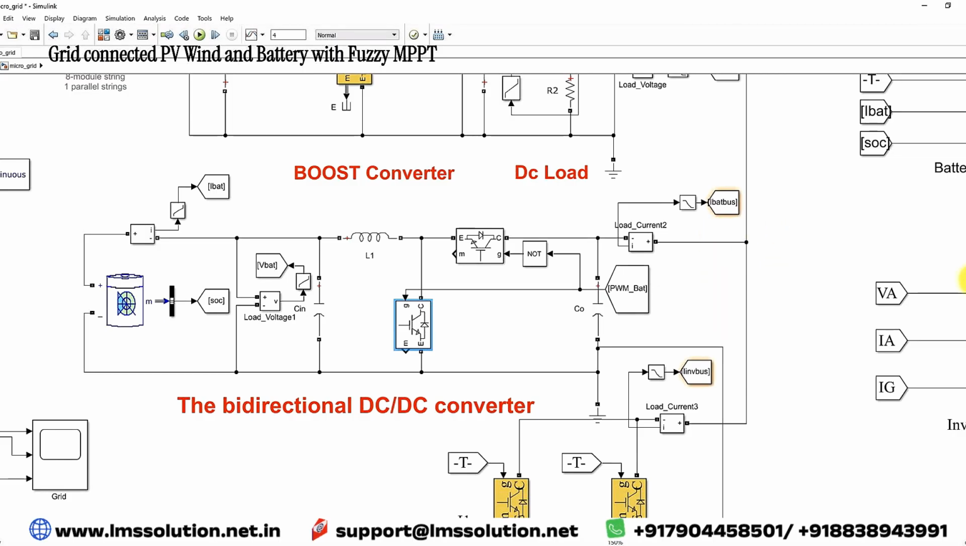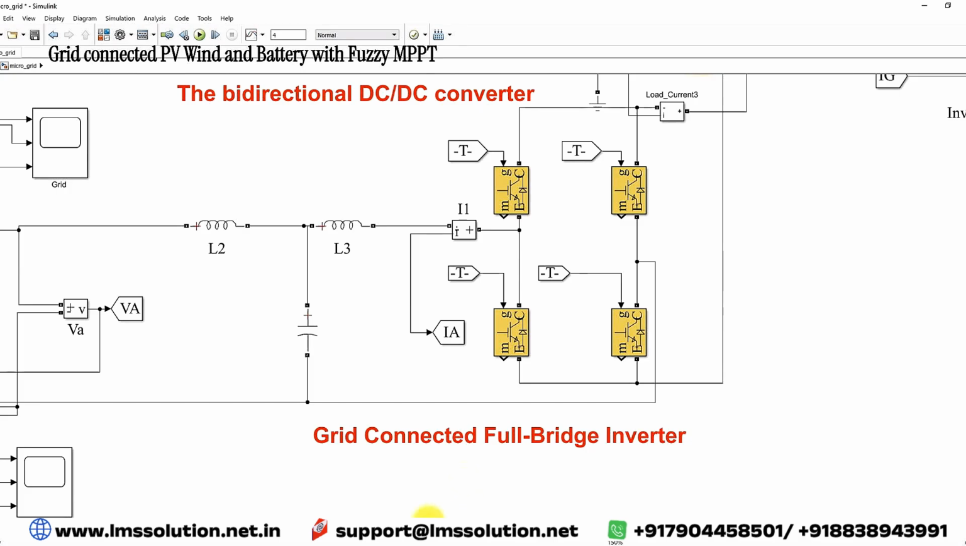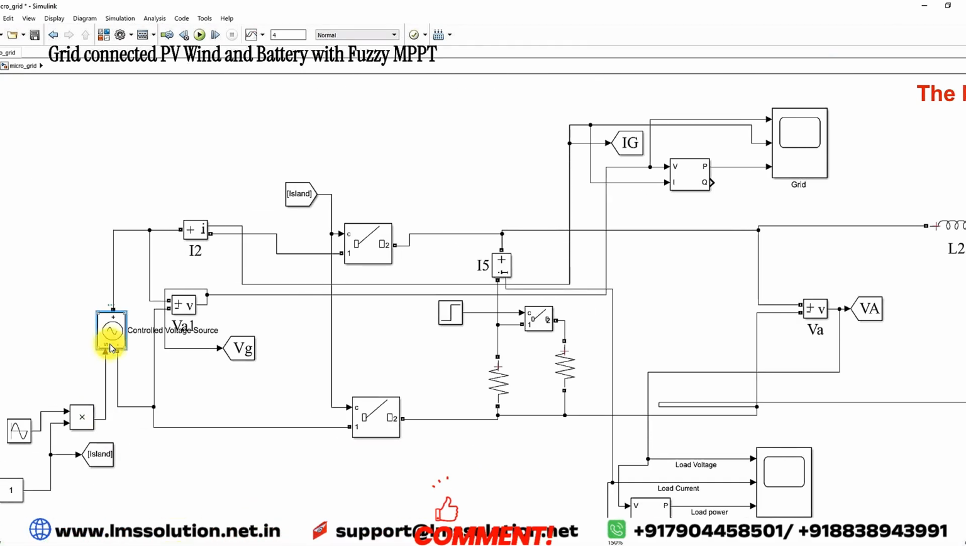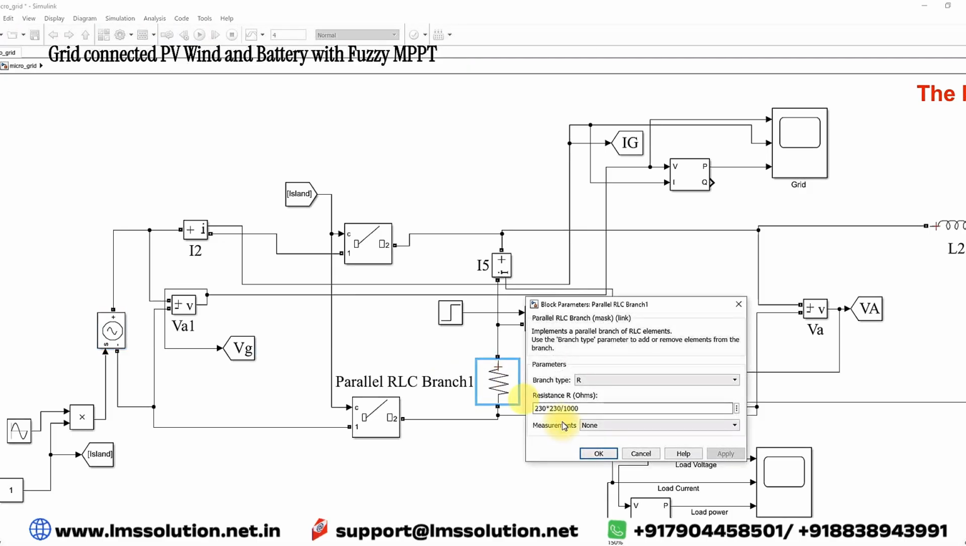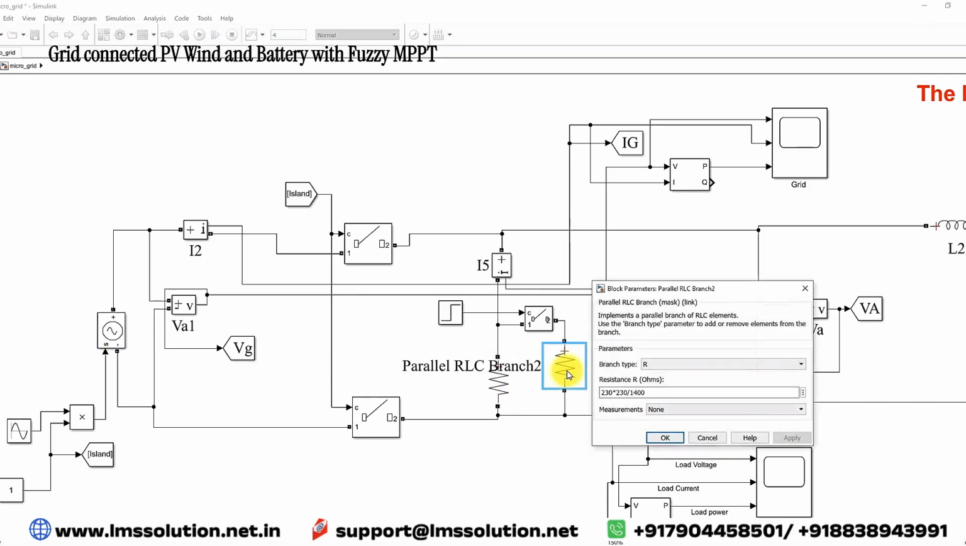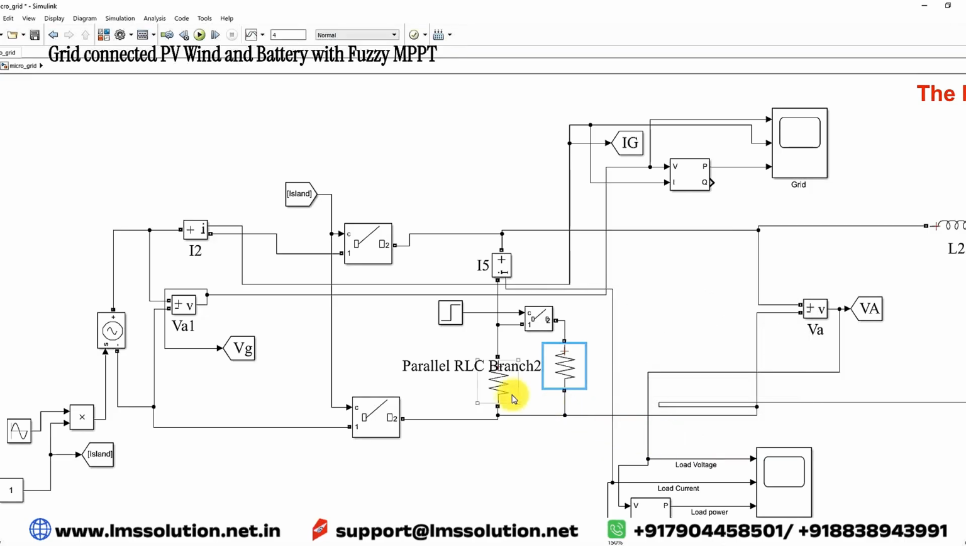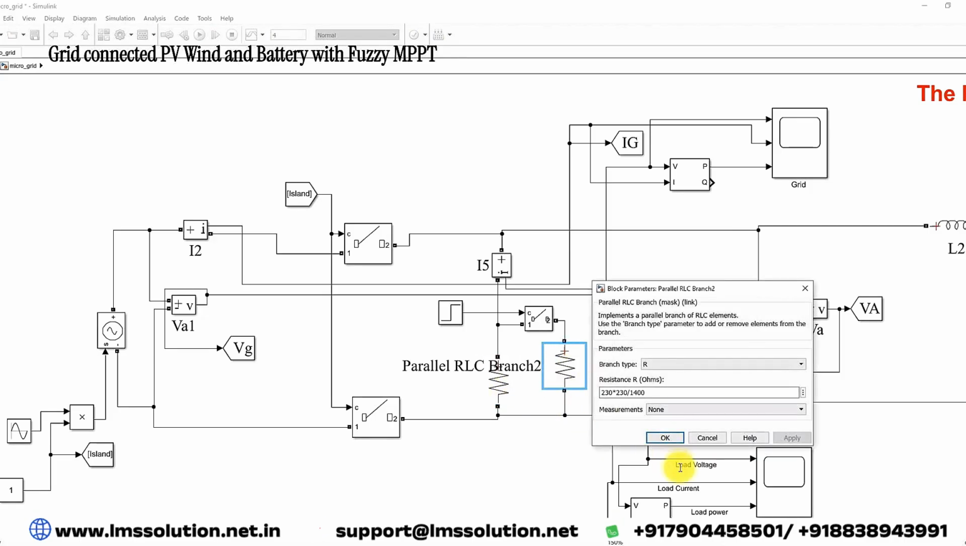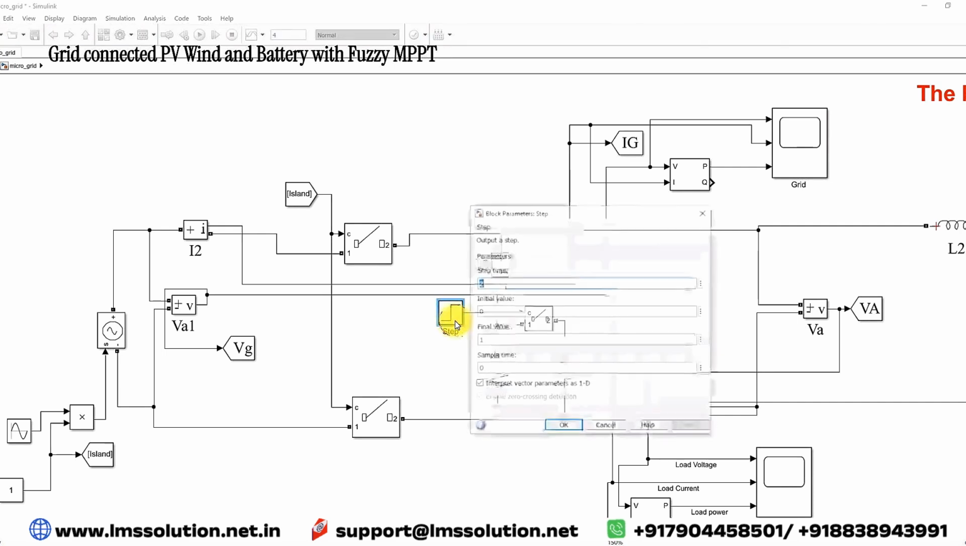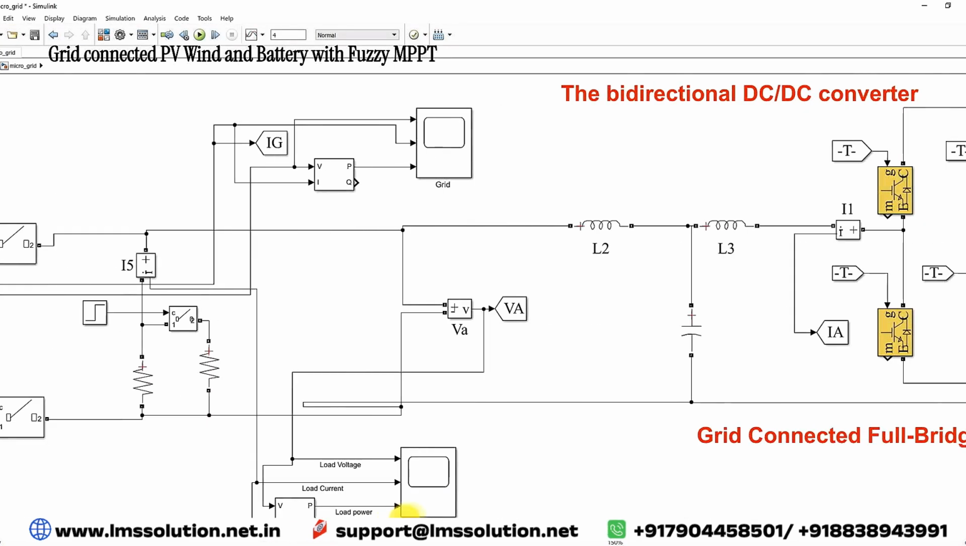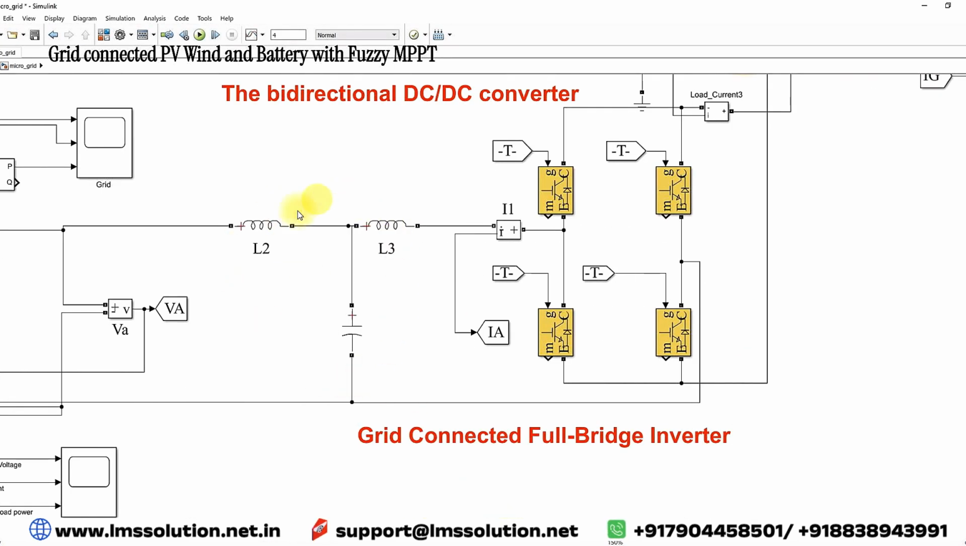Next you have to see about the grid integration. We have the grid with a 230 volt RMS 50 hertz supply, and then here we have two loads. One load is around 1000 watts, and the other load is 1400 watts. The 1000 watts will be connected initially, and the 1400 watts will be connected after 2 seconds. They are going to be connected to the LCL filter and the inverter.